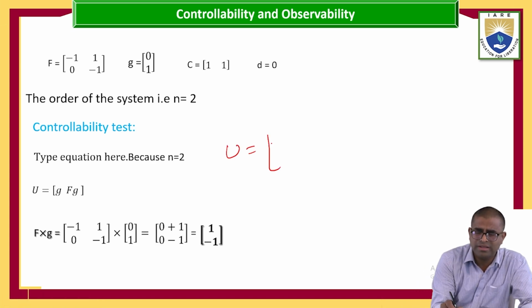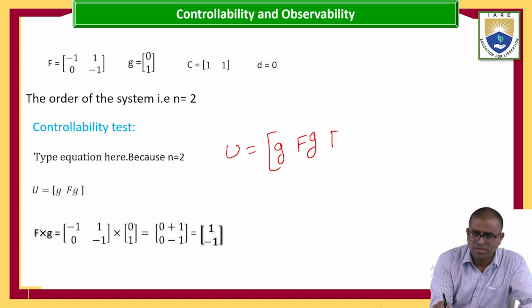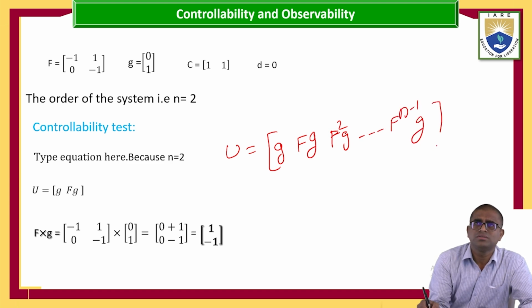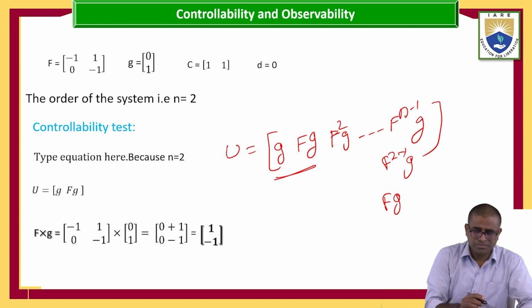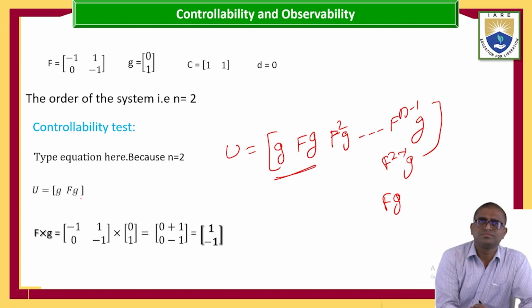Whenever the order is 2, what is the U value here? Just now you know U equals g, fg, f squared g, up to f power of n minus 1 into g. Here the n value is 2, so substitute: f power of 2 minus 1 into g, that is fg. We take up to here. So U equals g, fg.